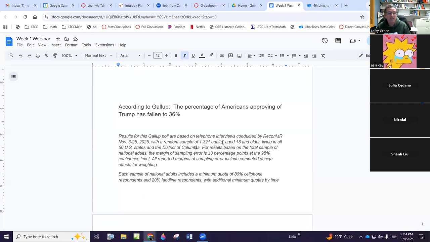Okay. So they did adults, living in all of the United States and Washington, D.C. And they also said each sample of national adults includes a minimum quota of 50% cell phone respondents, 20% landline, with additional minimum quotas by time. Now, having quotas, I'm going to go for the by time. That probably makes the most sense. That helps stratify by when people are available to get a survey.